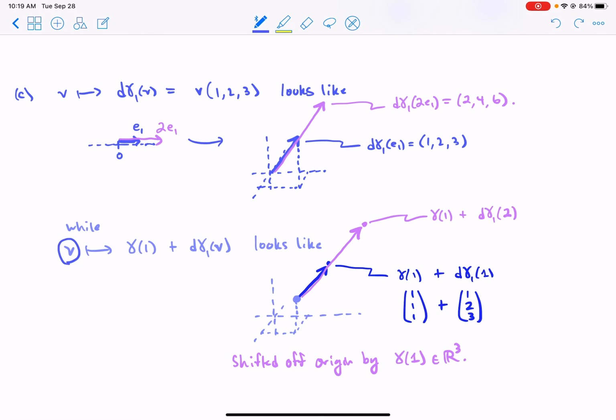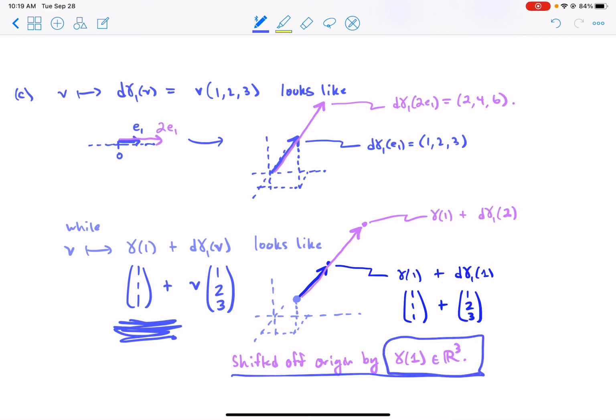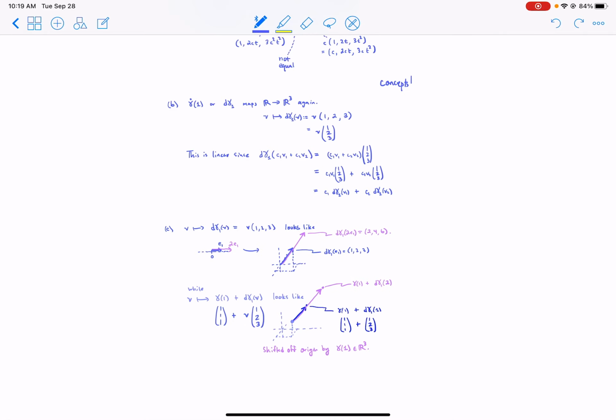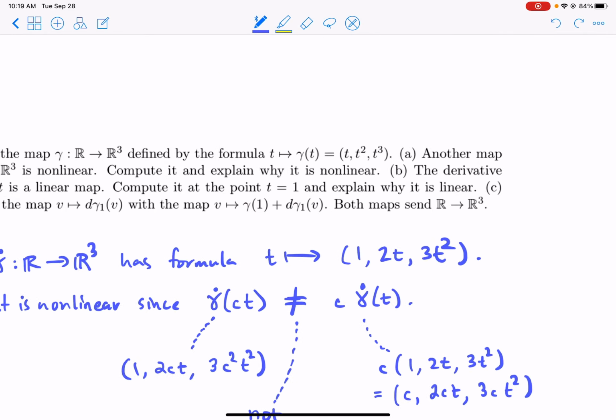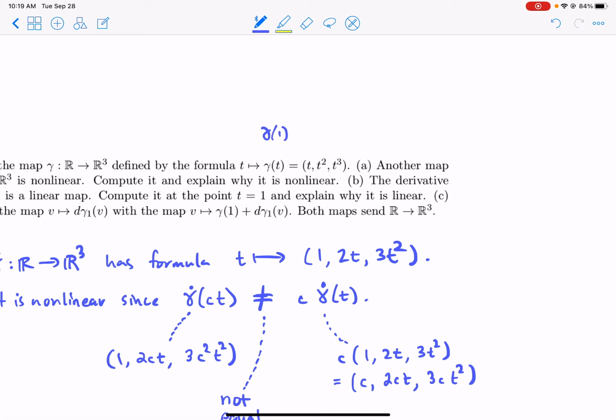Now the other map sends V not to V times 1, 2, 3, but rather to the point 1, 1, 1 plus V times 1, 2, 3. And so we've shifted. Here is the shift. Shifted off the origin by gamma of 1. And gamma of 1 is 1, 1, 1.